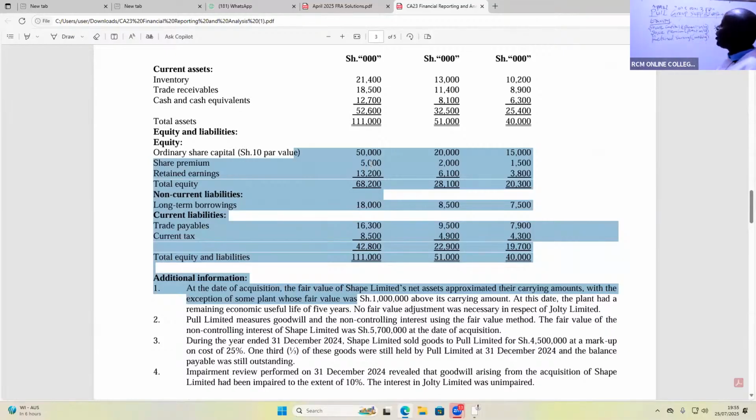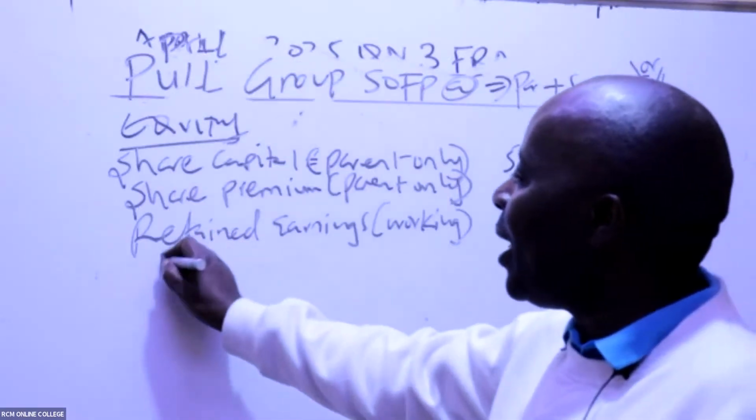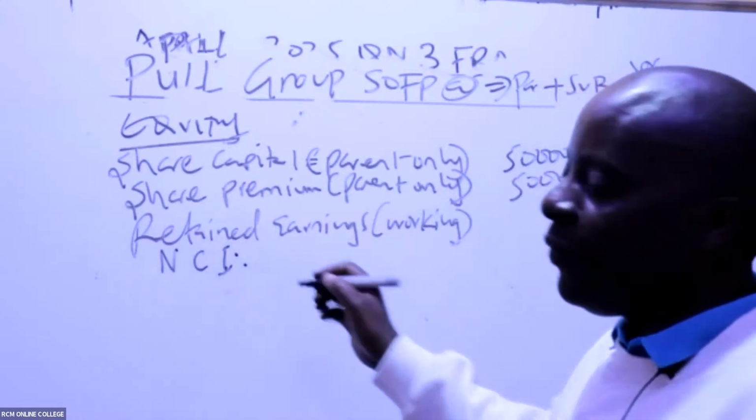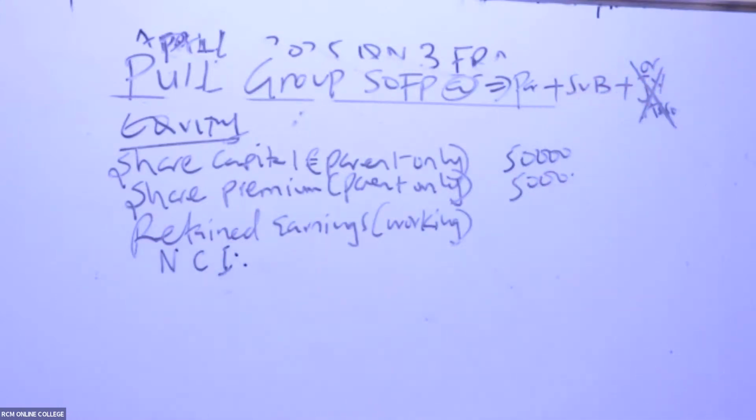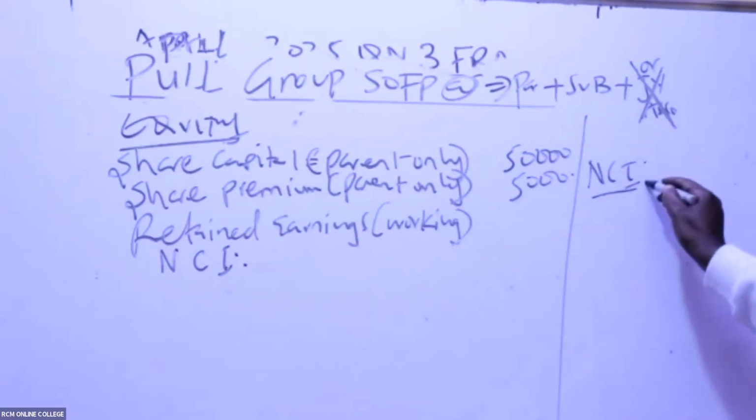What else do we bring to equity? Permanent source of capital, what else do we bring to equity? NCI, isn't it? NCI. NCI is not difficult, I can do the working very fast here. NCI is very easy.